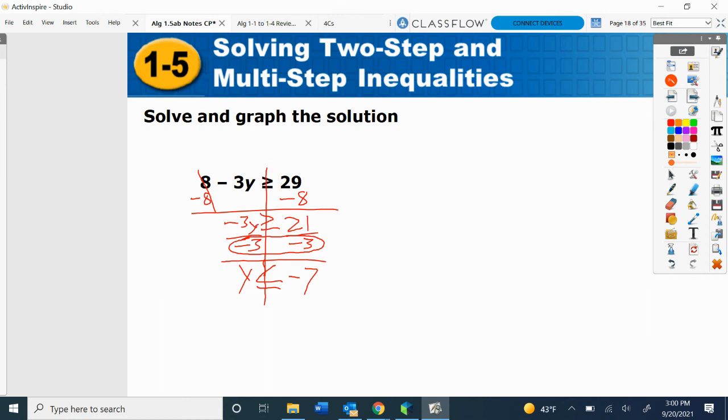So we have that symbol flip that took place. Now let's go ahead and graph it. So y is less than or equal to negative 7. We draw our number line. We have 0, we have negative 7. Because of the equal to part, we want a filled-in circle on negative 7. Then we go to the left to show that y could be anything smaller than negative 7.